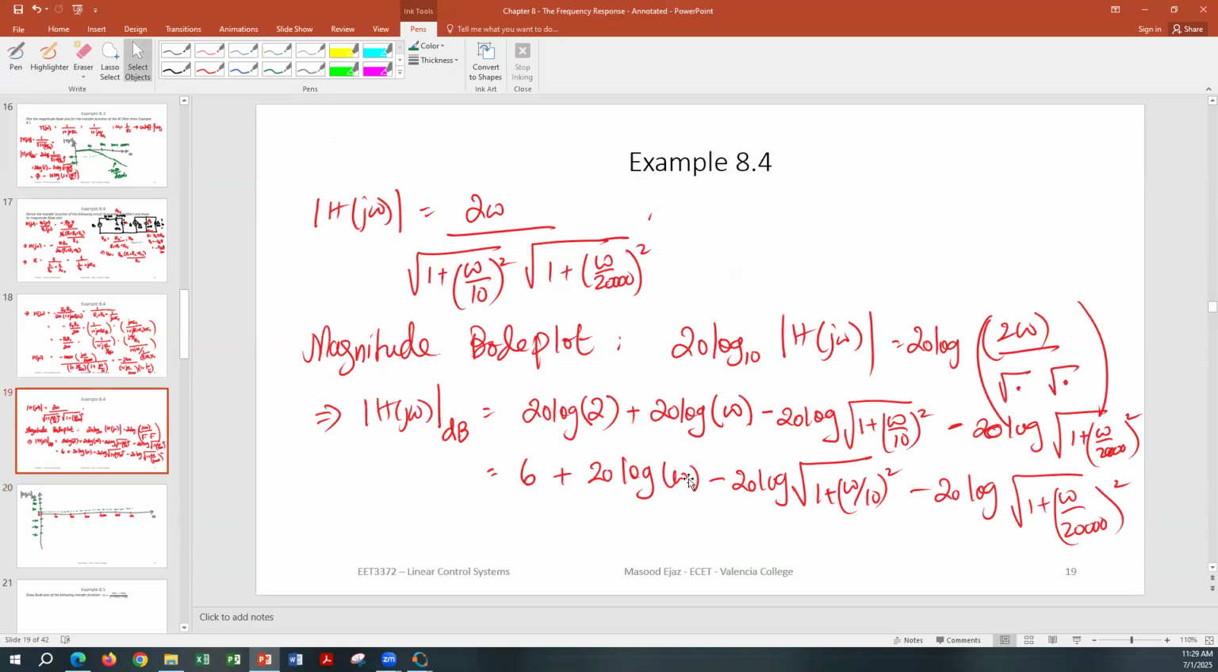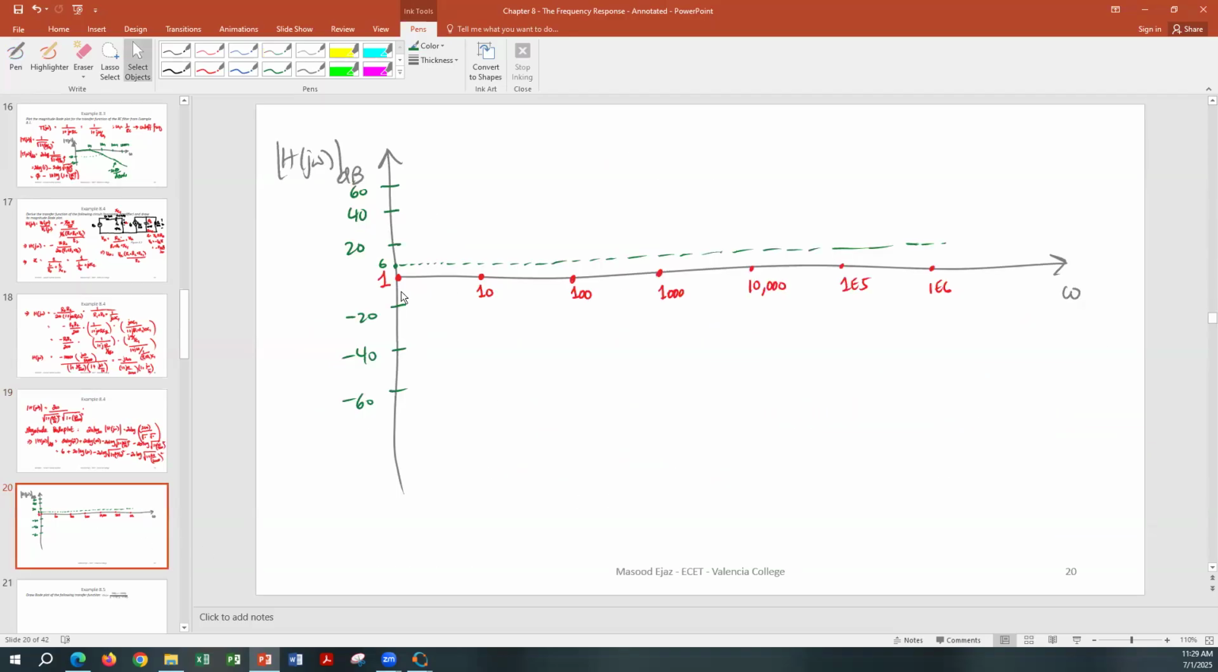The second is 20 log of omega. So 20 log of 1 is 0. Let's say start from 1. 20 log of 1 is 0. 20 log of 10 is 20. 20 log of 100 is 40. So it's going to increase by 20 decibel per decade. And this is for 20 log of omega.